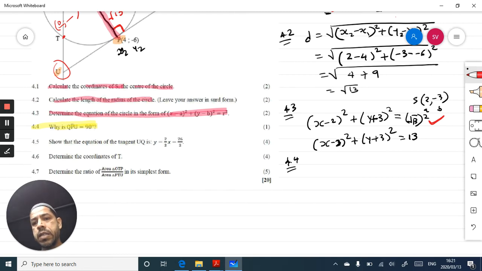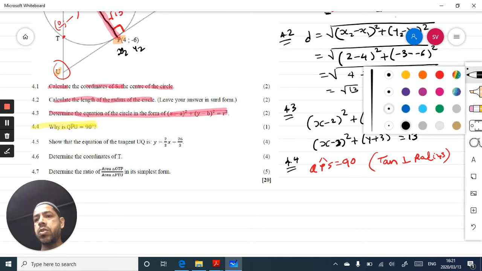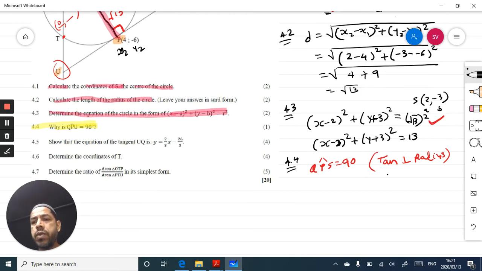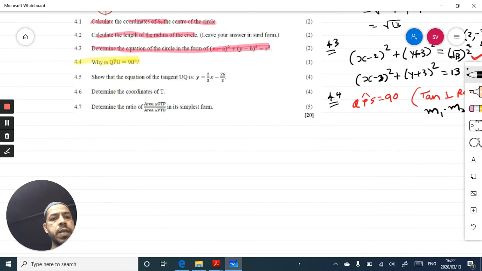What will be my reason? Angle QPS is 90 degrees because I know the tangent is perpendicular to the radius. So now this question is guiding me further. It's talking about the tangent perpendicular to the radius. So it means I'm going to go for the next question, which says m1 times m2 equals minus 1. Most probably your next question is related to my previous answer.